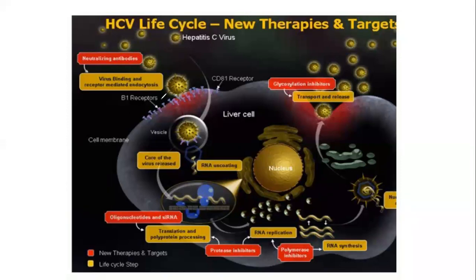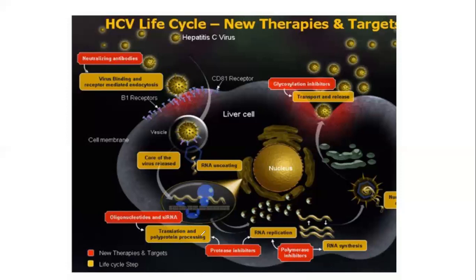Here you can see the two receptors. One is the CD81 receptor, another one is the B1 receptor. The E1 and E2 glycoproteins interact with these two receptors, and there is internalization via receptor-mediated endocytosis. You can see here the endosome has been formed. Now they are uncoating. RNA is coming out from the nucleocapsid. This blue color is the nucleocapsid. From there, here is the single-stranded RNA, coming out and then going directly for translation and polyprotein processing.